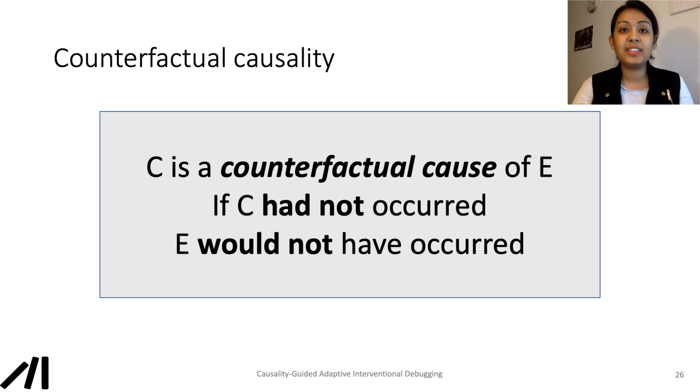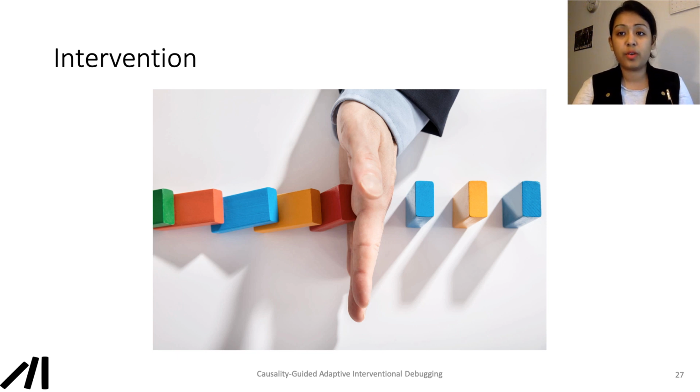Counterfactual causality says that if stopping an event C stops another event E, then C is a counterfactual cause of E. So how can we verify counterfactual causality? To verify counterfactual causality, we apply interventions. Intervening on a predicate alters its behavior during runtime so that it behaves exactly like the successful executions. The key idea is to check if intervening on a predicate always stops the failure. If it does, according to counterfactual causality, it is a true root cause of the failure.